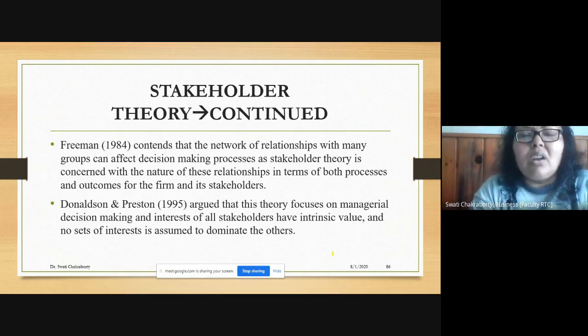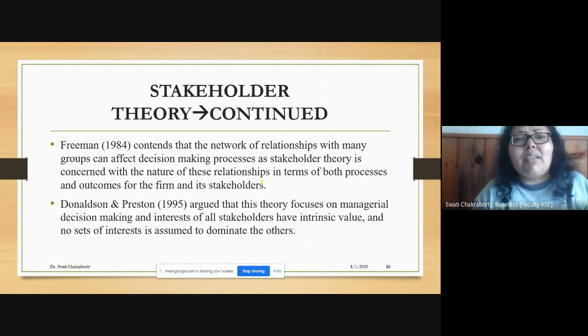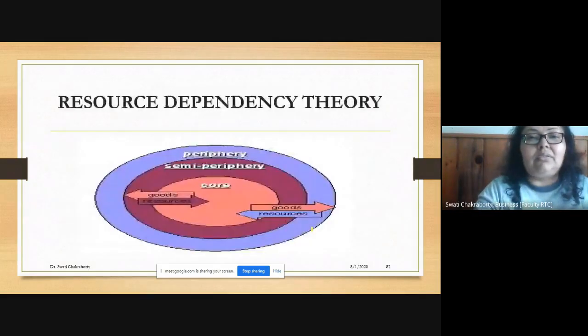Okay, so when we talk of stakeholder theory, we are talking of a network of relationships of many people, right? It's a lot of people. So it actually focuses on managerial decision making, because the top level has to decide, and the decision should be taken in the interest of the stakeholders. That should be there. Okay.